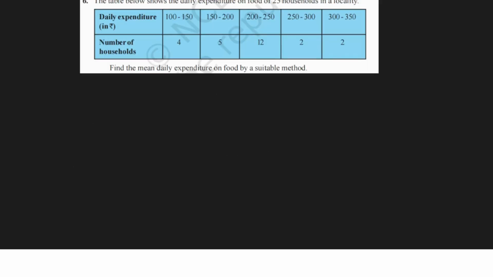Let's do the sixth question here. It says the table shows the daily expenditure of food of 25 households in a locality. So this is the data given to us, which is the daily expenditure and the number of households. We have to find the mean daily expenditure. So we will use the step deviation again, because the numbers are larger. The calculations become easier when we use the step deviation method, or also the assumed mean method.